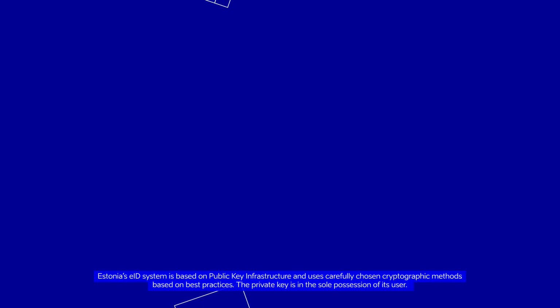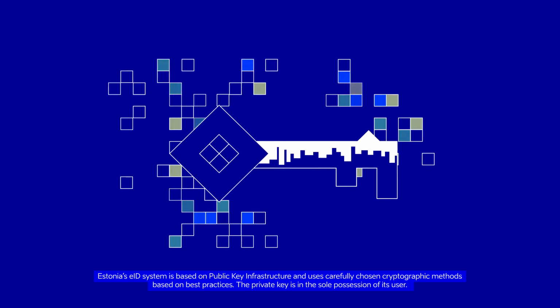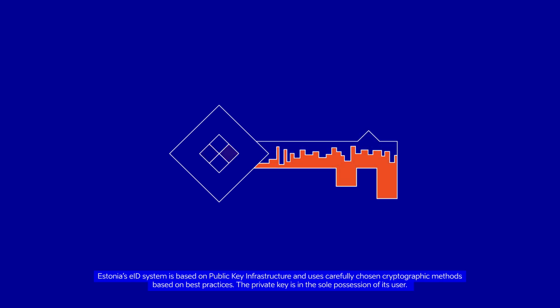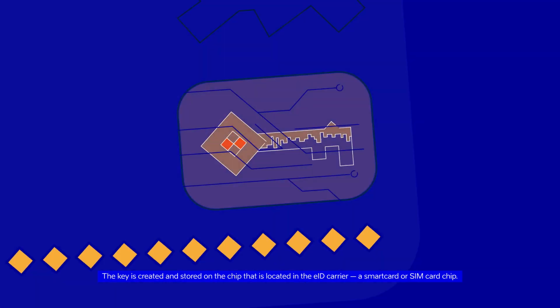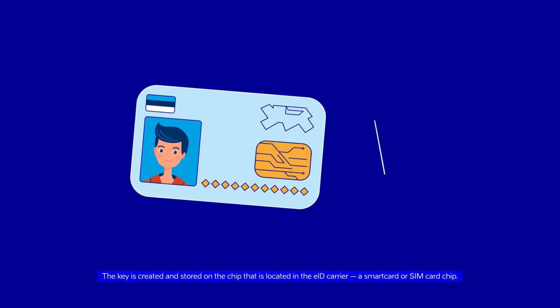Estonia's eID system is based on public key infrastructure and uses carefully chosen cryptographic methods based on best practices. The private key is in the sole possession of its user. The key is created and stored on the chip that is located in the eID carrier, a smart card or SIM card chip.